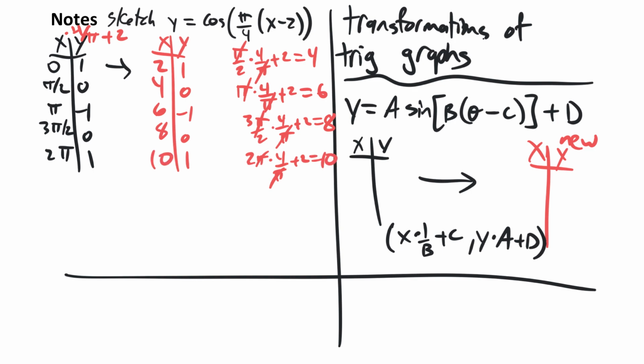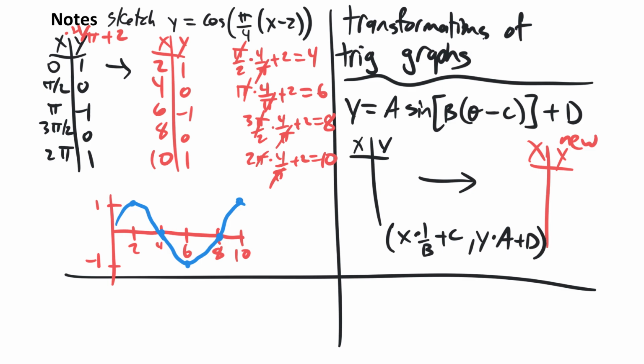Okay, so we're going to have the following. We've got 2, 4, 6, 8, 10, and 1, 0, minus 1, 0, 1. Let's go ahead and sketch it in blue. So here, here, here, here, and here. And we'd have a graph that looks like that.